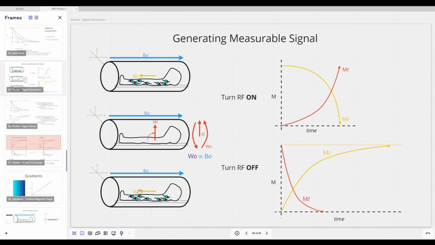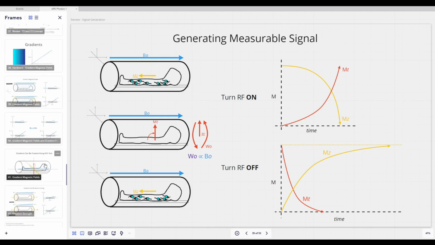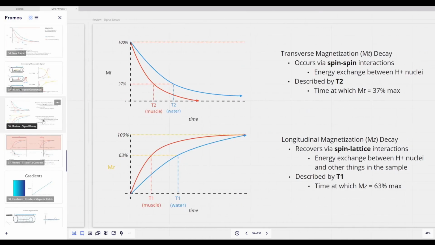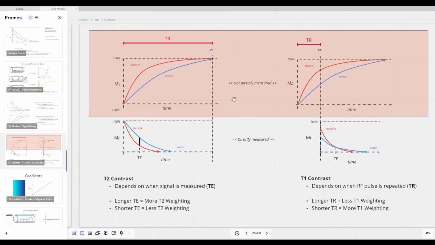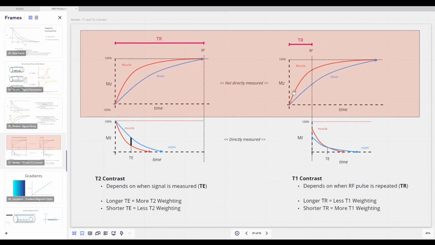And if this is bigger to start with, you're going to have more here when you apply your RF pulse. If this is bigger to start with, you're going to have more here after you turn your RF pulse on. That's all that we're saying right here. This is bigger to start with in muscle. And so when you apply your RF pulse, you're going to have more transverse magnetization.